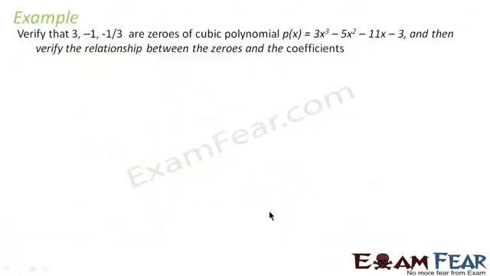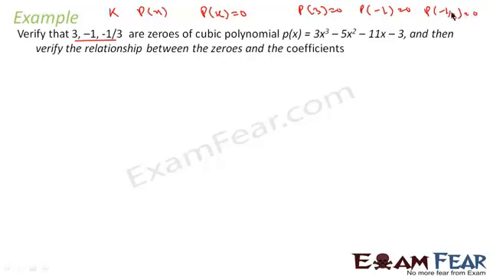In this example, we have to verify that 3, minus 1, and minus 1 by 3 are zeros of this cubic polynomial function, and then we have to verify the relationship which we have derived. So to prove that k is a zero of p(x), what we have to do? We have to just prove that p(k) is 0. Correct? Similarly, in this fashion, if we can prove that p(3) is 0, p(minus 1) is 0, and p(minus 1 by 3) is 0, if we can prove these three, that means we can prove that these three are zeros of this cubic polynomial.